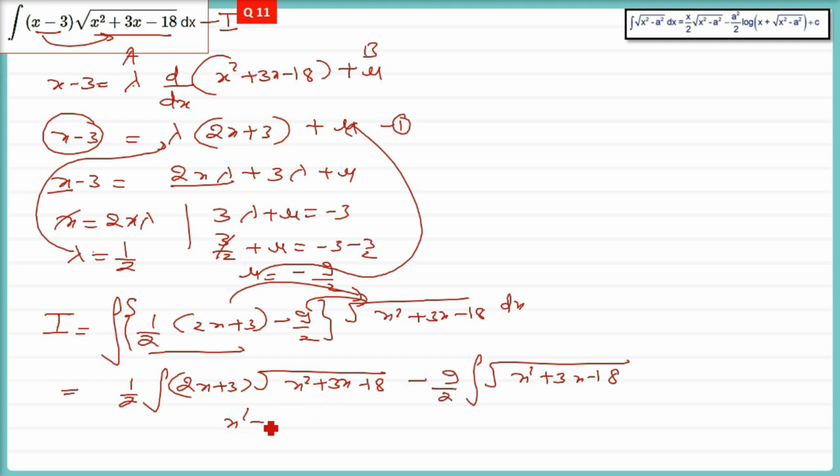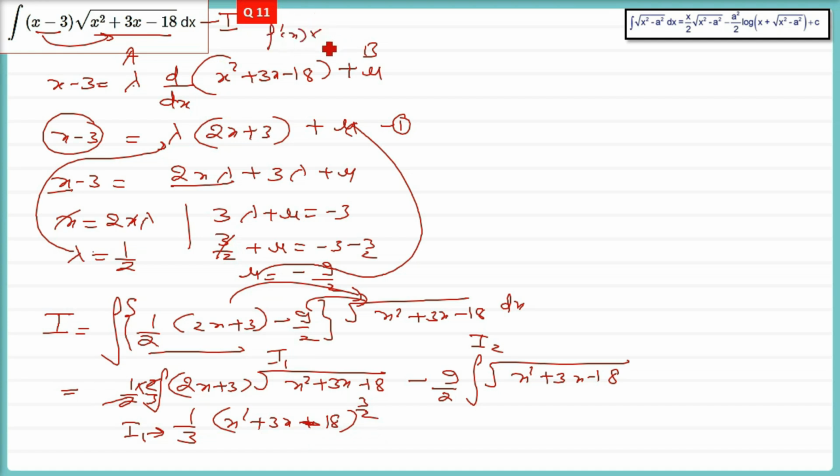Now you already know the I1, which I am calling the first term, which is simply f dash x, which is 2x plus 3. Fx is x square plus 3x minus 18. And when we have fx to the power half, which is under root here, it will simply give you fx to the power n plus 1 divided by n plus 1. N is half here. So x square plus 3x minus 18 to the power 3 by 2 divided by 3 by 2. And when it goes up, 2 by 3, the 2 gets cancelled. So I1 we have completed.